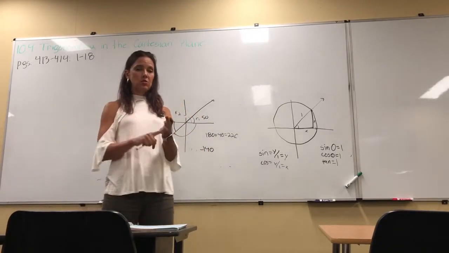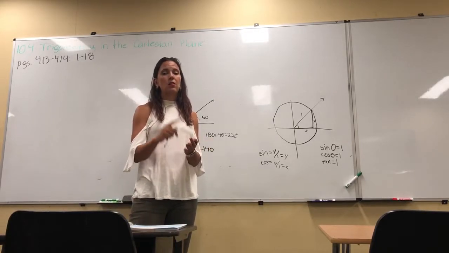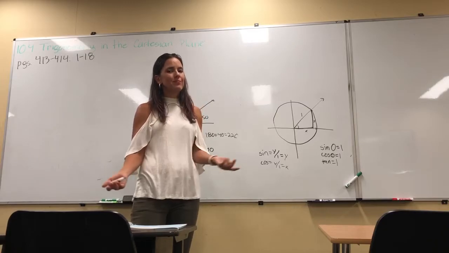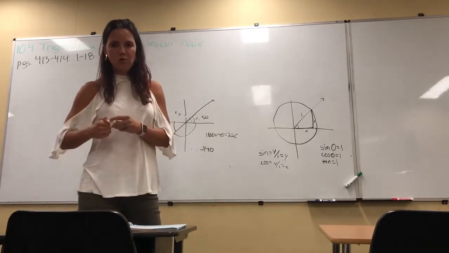And if you think about it, your secant, your cosecant, and your cotangent are also going to be 1 because they're going to be your reciprocal. What's the reciprocal of 1? Also just 1, because you're doing 1 over the number.